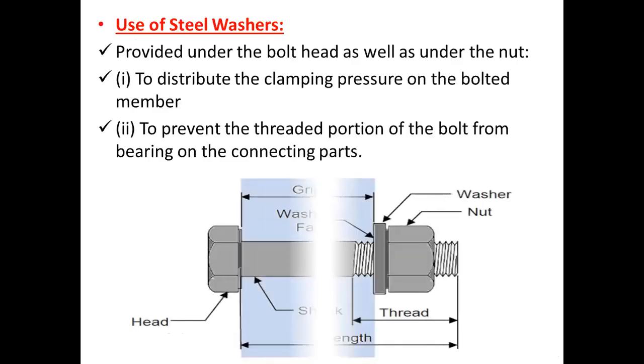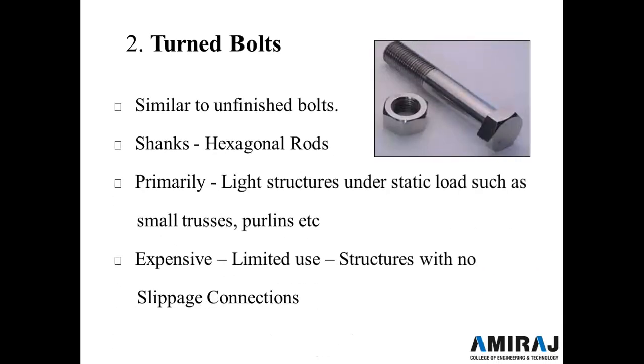First we saw the ordinary black bolt. Second is the turned bolt, which has a hexagonal rod in the shank portion, used in light structures under static load, such as small trusses, purlins, etc. It is very expensive, and its use is limited because it increases the cost of the structure. It is also similar to unfinished bolts. The next is ribbed bolts.